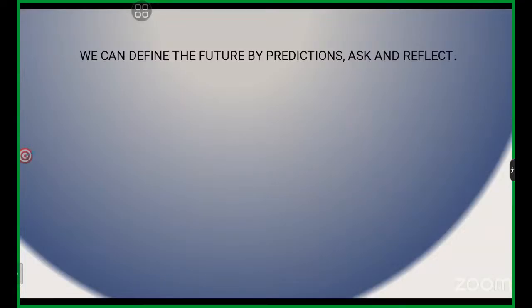We can define the future by predictions. Ask yourselves and reflect. Are you able to predict a better future in your processes, especially in the lab? To predict that the future in your operations will be better or best, then in your mind, make sure that you are reflecting on potential problems that might occur and solve these problems before they occur. Then definitely there will be a better future in your operations.